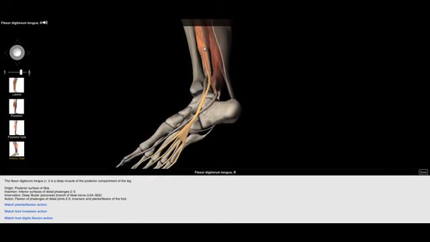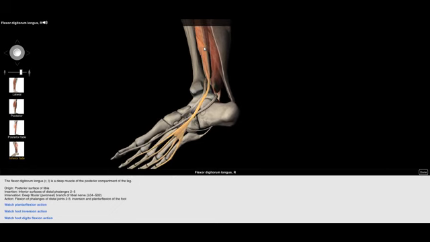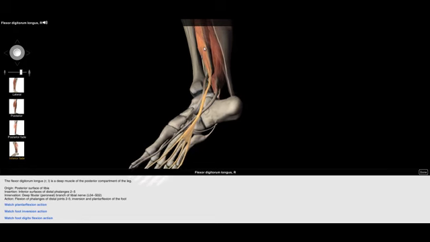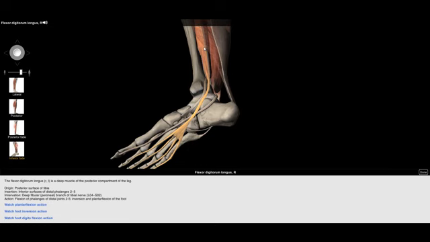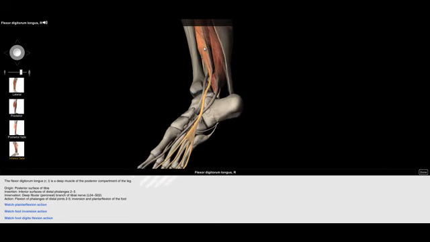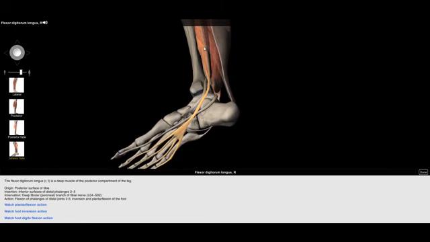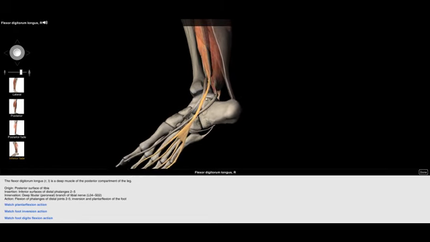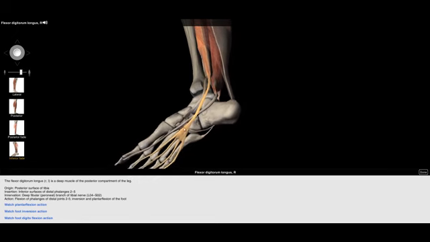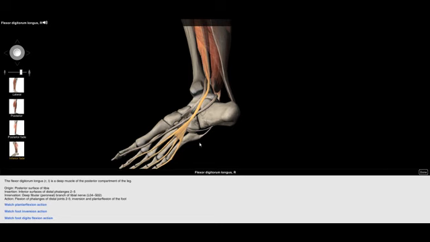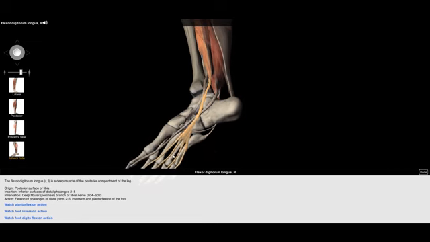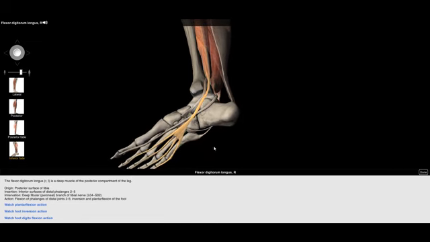The flexor digitorum longus begins on the posterior surface of the tibia and inserts into the distal phalanges of toes 2 through 4. And again, it's an ankle plantar flexor, a midfoot stabilizer, and a toe flexor. And we'll come back to look at toe flexion here in a second.